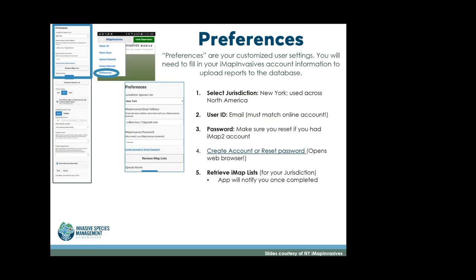So first and foremost, if you have already used the iMap app, you don't need to proceed through these steps. This is only for new users. So if you're new to the app, please follow through with these next couple steps. So the first thing that we'll want to do is set our jurisdiction. If you are a New York resident and tuning in from New York today, we'll set our jurisdiction to New York. So there's a drop-down menu that you can use to select New York State.